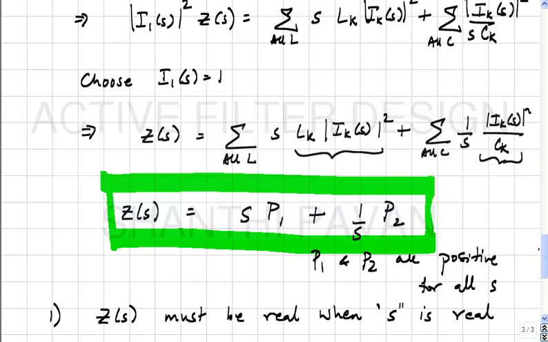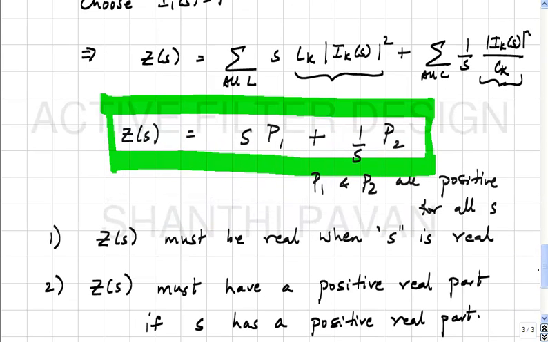And if you evaluate Z of S on the j omega axis, this sigma L I square stands for energy stored in the inductors, and similarly this stands for the energy stored in the capacitors, and so on, right? So the whole starting point is an energy conservation like theorem, which we got from Tellegen's Theorem.